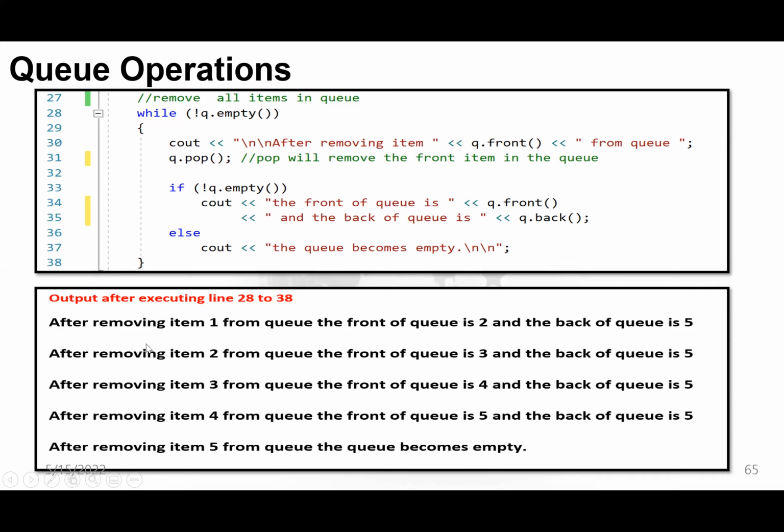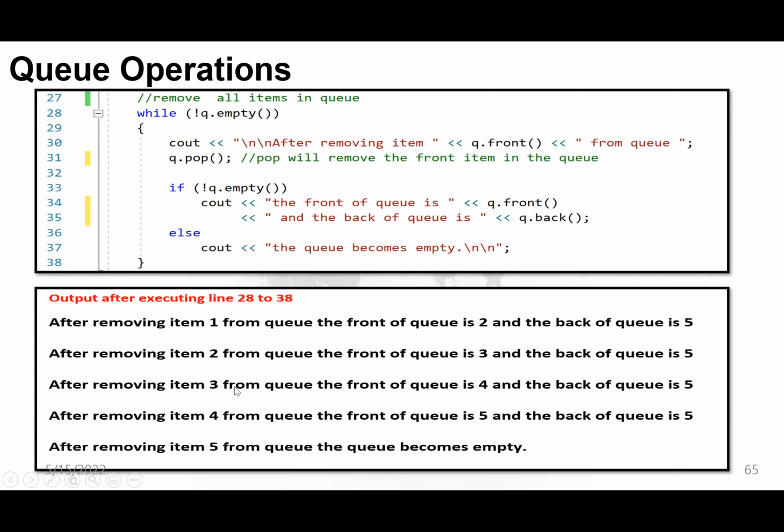From here, we can see that after removing item 1 from the queue, the front of the queue now is 2. Initially, the front is 1, right? We have 1, 2, 3, 4, 5, and the back of the queue is still 5. Then, because my queue is still not empty, we see that after removing item 2 from the queue, the front of the queue now is 3. Previously the front of the queue is 2, so when you remove the second time, this 2 will be removed. And now the front becomes 3 and the back is still 5.